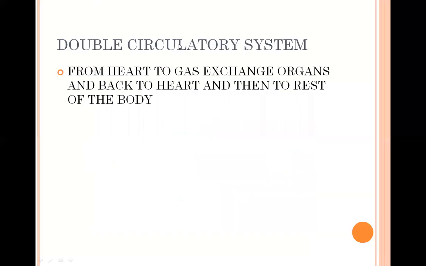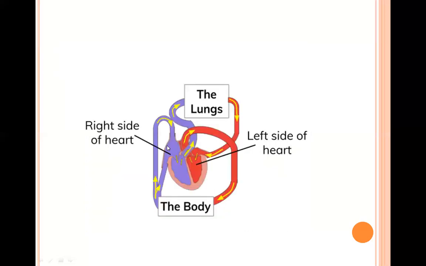Now moving on to the double circulatory system. What is a double circulatory system? From the heart, the blood goes to the gas exchange organ and back to the heart, and then to the rest of the body. So there are two phases in a double circulatory system. First is from the heart to the gas exchange organ. Then it is again back to the heart and then to the rest of the body. The heart receives blood twice. This is why it is called a double circulatory system. Let's see what it is.